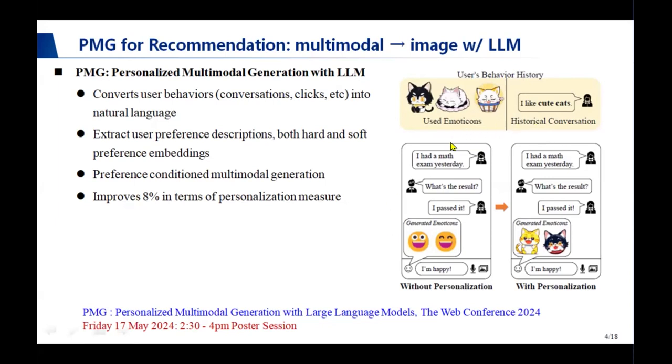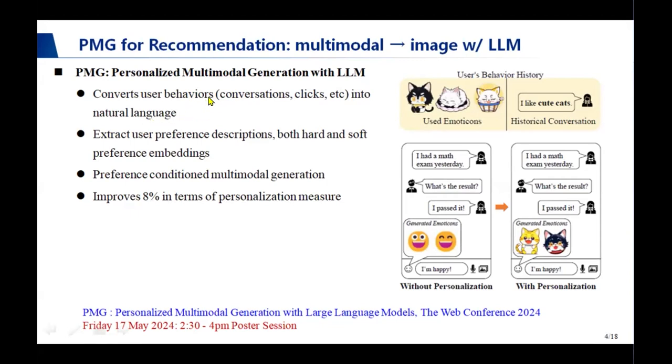And let's see how we may do this whole thing specifically. First, we convert the user behaviors. It could be conversations or clicks. So this person may have clicked images of cats, right? Or other kinds of behavior, into natural language. The reason we want to convert it into natural language is that keywords are currently used to control text to image generation tools like Stable Diffusion. And how do we do this? Large language models will come into play because they are very good at understanding complex behaviors or text and then summarizing them into a small number of keywords so that we can use them to control the generation. So the first step is to convert those behaviors into natural language.